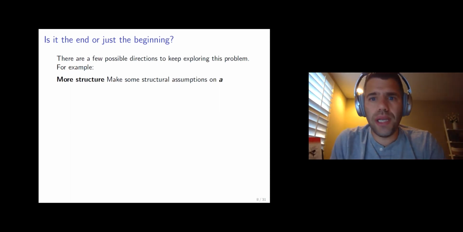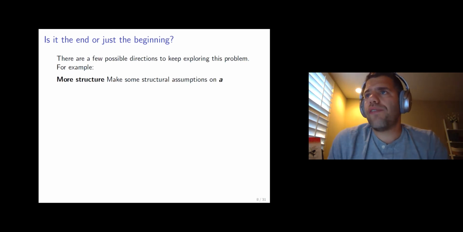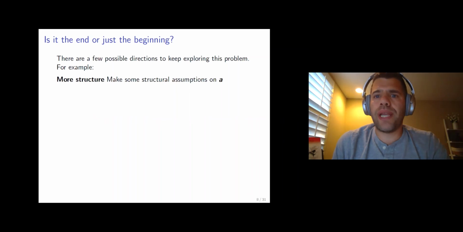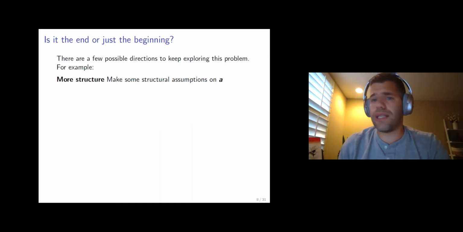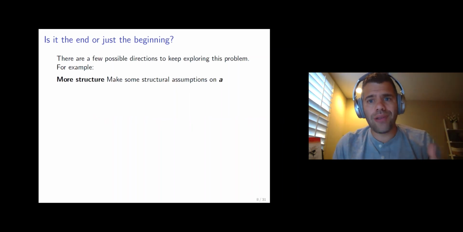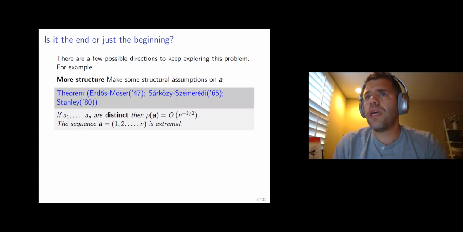So after seeing Erdős's proof, and I told you that it's an optimal result, we can ask, is it the end or just the beginning? Because if it's an optimal result, what else can we do? There are a few other possible directions to keep exploring this problem. For example, we can make some structural assumptions on A, and then ask, how does the atom probability change?